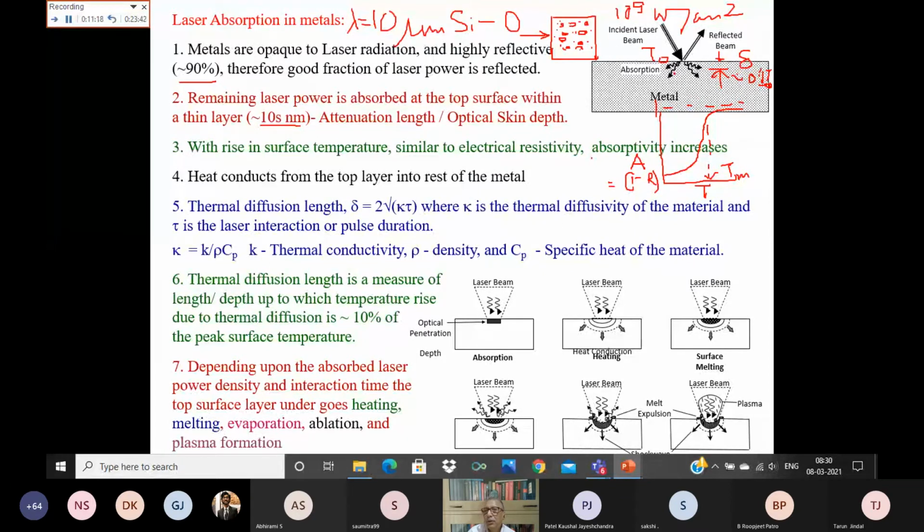Since we are talking about cutting, welding, drilling holes, etc., obviously we will be concerned more about temperature rise in the range of around 700 degree, 1000 degree, 1500 degree, even up to the boiling temperature of around 2500 or 3000 degree or so. However, we get an idea of how far the heat has penetrated from the thermal diffusion length.